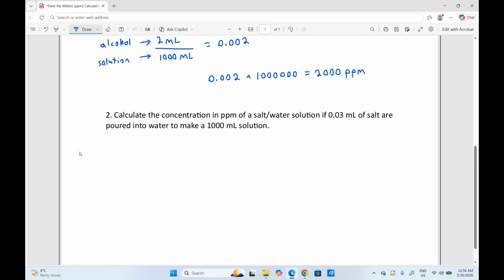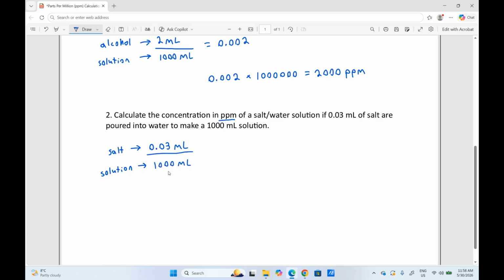Now, moving on to my second example here, I want to calculate the concentration in parts per million for a salt/water solution. If 0.03 milliliters of salt are poured into water to make a 1,000 milliliter solution. So my salt here is my solute. So I'm going to get 0.03 milliliters worth of it. And now my solution is going to be 1,000 milliliters.